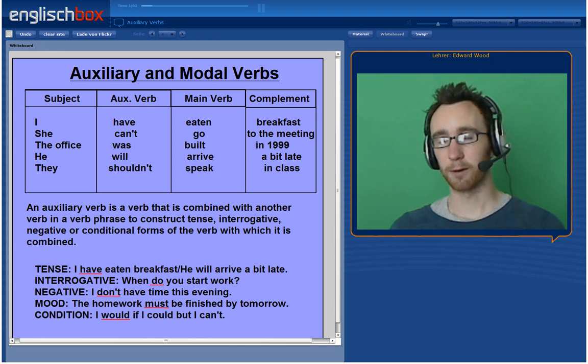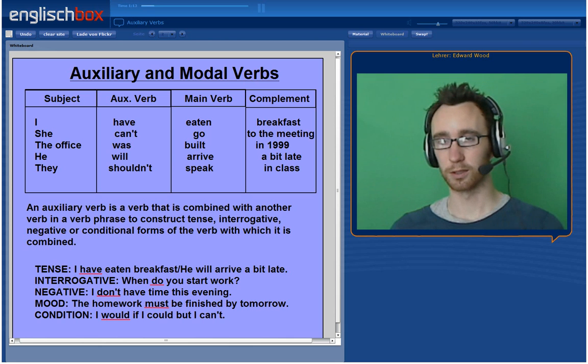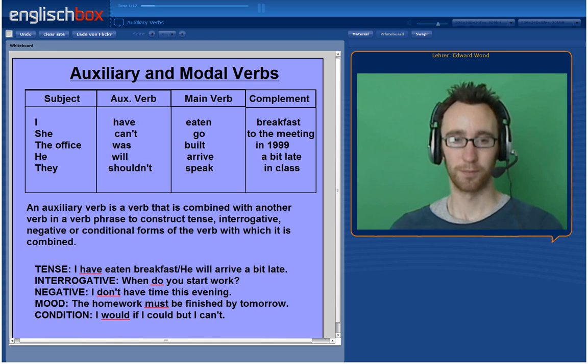When we use interrogatives, question forms, then we have to use the auxiliary prior to the subject and the main verb. So when do you start work? The auxiliary here is do for a question in the present simple.